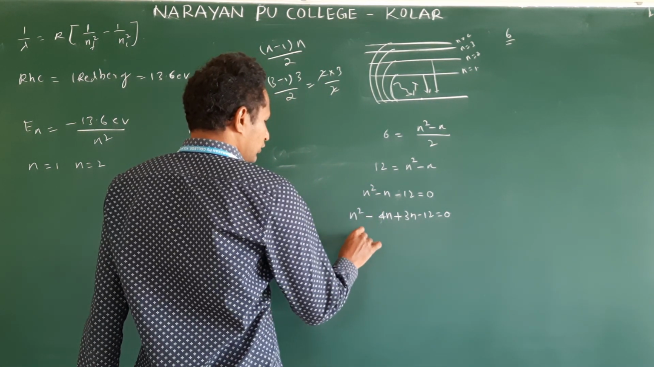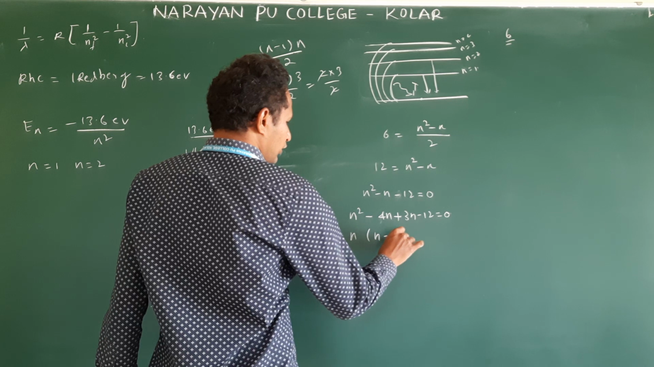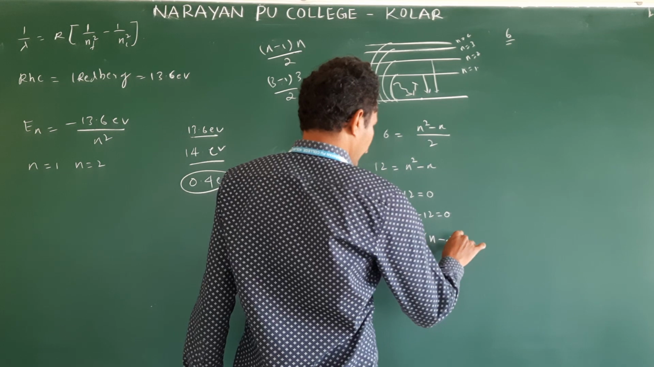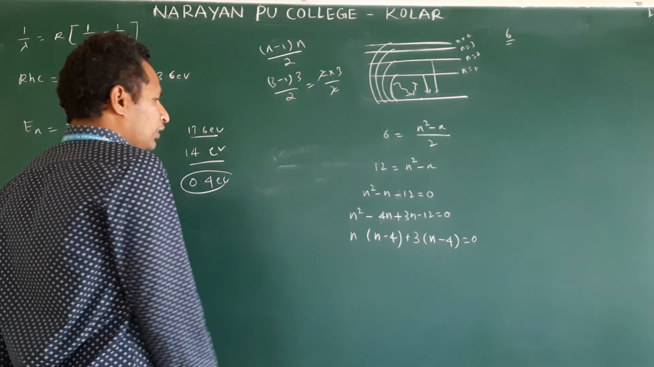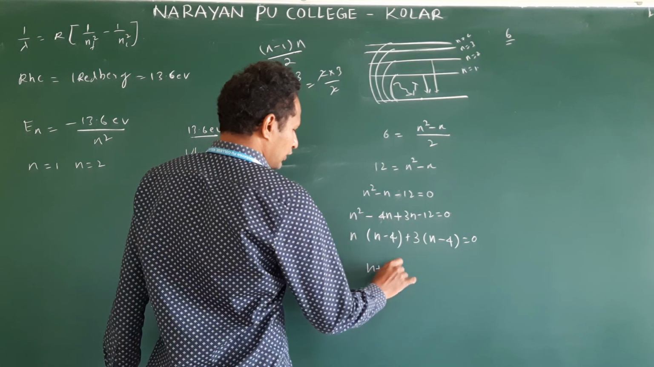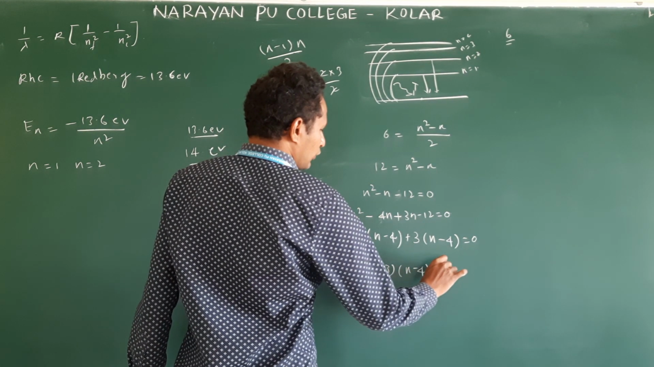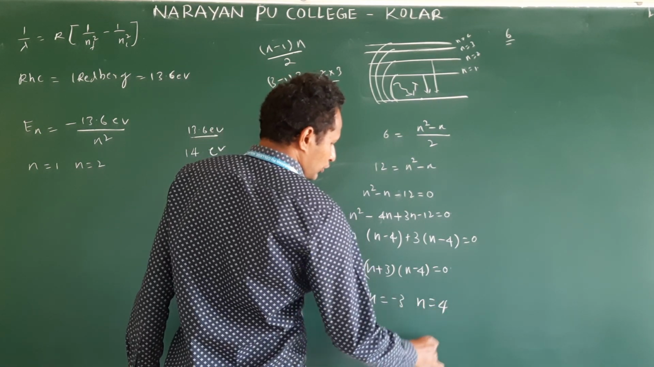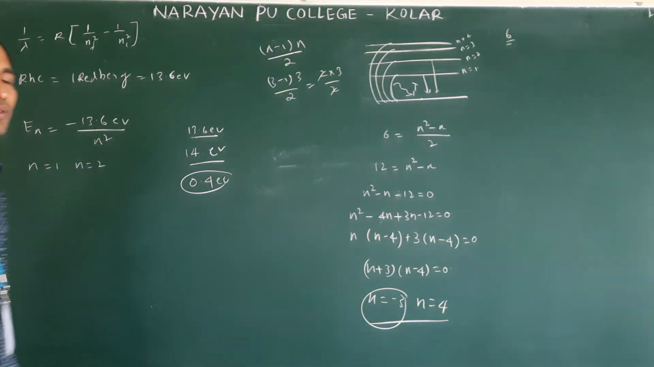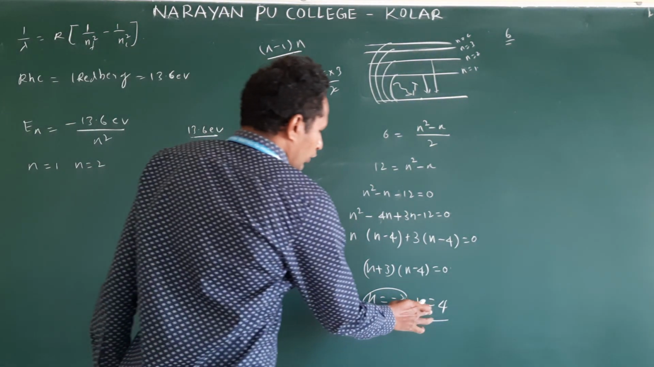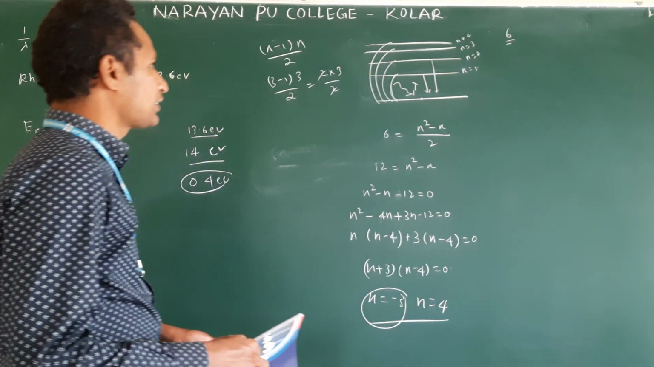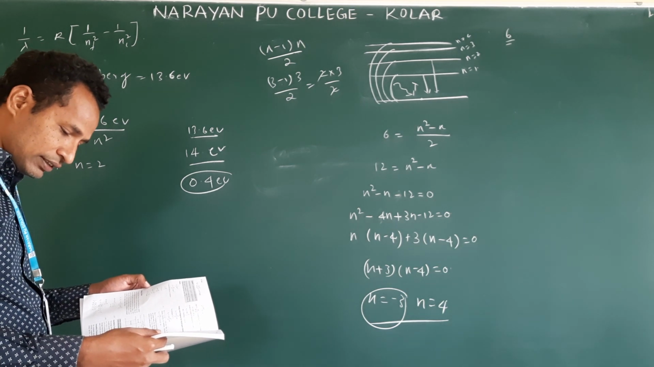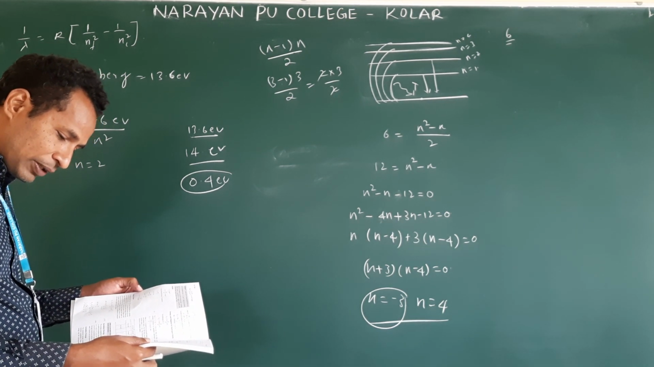So n is common, n minus 4. Here if you take 3 common, n minus 4 is equal to 0. Am I correct? Then n plus 3 and n minus 4 is equal to 0. Then n is equal to minus 3, n is equal to 4. Is minus 3 possible? Not possible. So n is equal to 4. So when it absorbed the wavelength lambda, it jumped to the 4th state. What they are asking is to find the lambda.